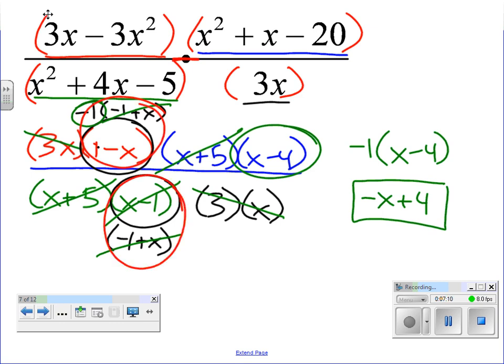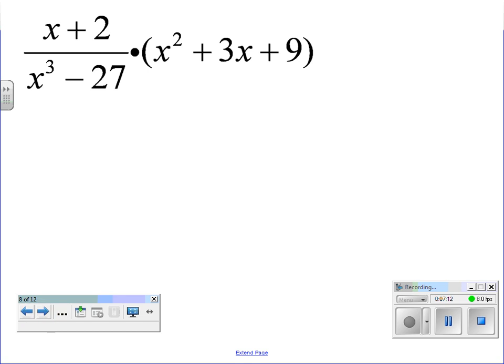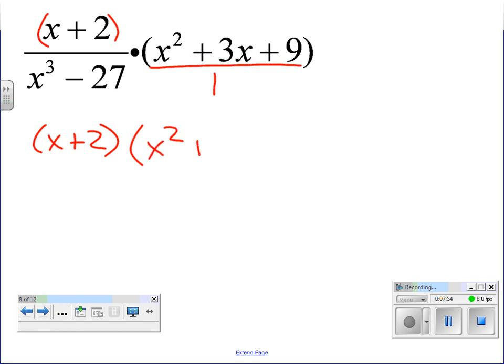Okay? Let's take a look at one more example. Okay, and again, when I see this one, I'm going to put it over 1 and make it a fraction and put everything in parentheses. So I'm going to rewrite the problem. X squared plus 3x plus 9. Looking for factors of 9 that go to that. Can't really happen. So we're just going to leave that there. We can't factor it.